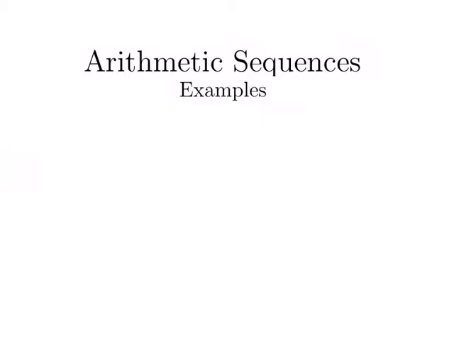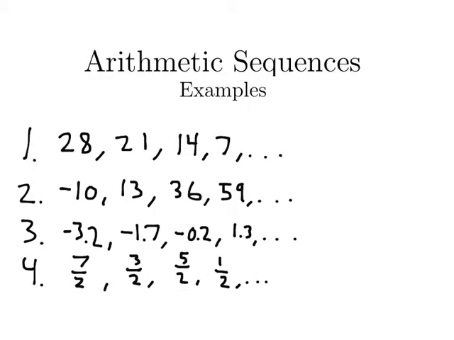We'll now be going over examples for the lesson on arithmetic sequences. We'll start by determining, for numbers 1 through 4, whether this sequence is an arithmetic sequence or not. So let's start with 1. The character of an arithmetic sequence is that there is a common difference between adjacent numbers.